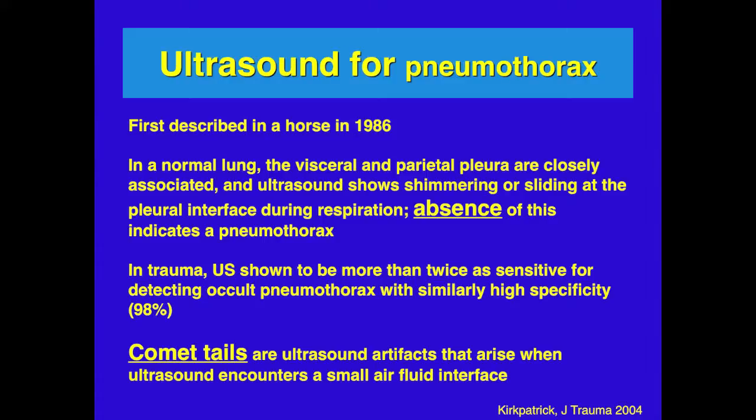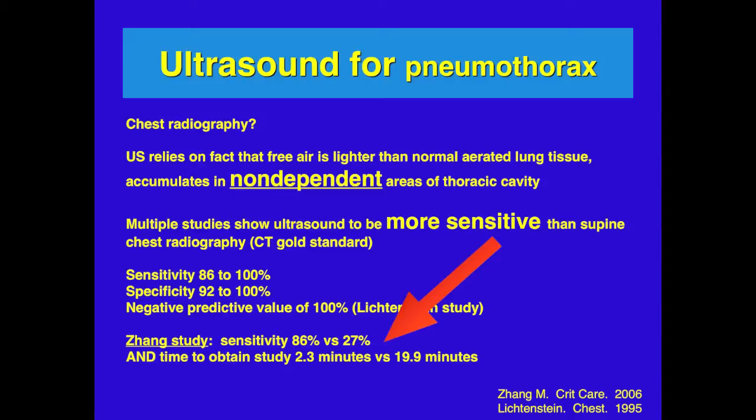Comet tails are ultrasound artifacts that arise when ultrasound encounters a small air-fluid interface and can sometimes also be seen. So the ultrasound relies on the fact that free air is lighter than normal aerated lung tissue and it accumulates in non-dependent areas of the thoracic cavity. Again, multiple studies show ultrasound to be more sensitive than supine chest radiography.